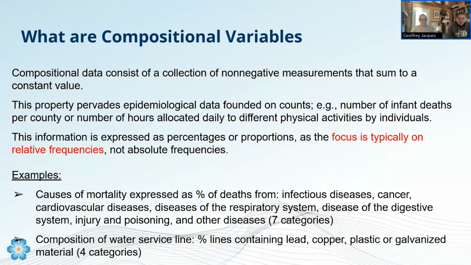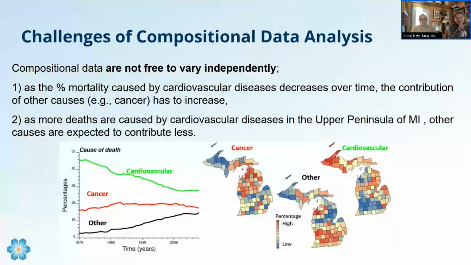Now, I want to illustrate the challenges. So why is it challenging to analyze this data? Because they're not free to vary independently, because there is a constraint that this should sum up to 1 or to 100%. So here's an example for the cause of death. They have this constraint both across time and space.